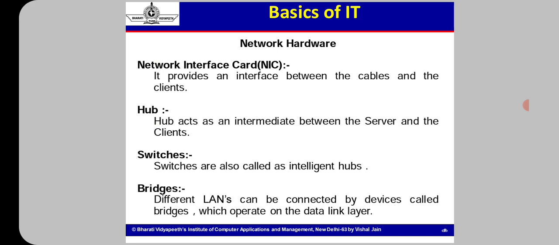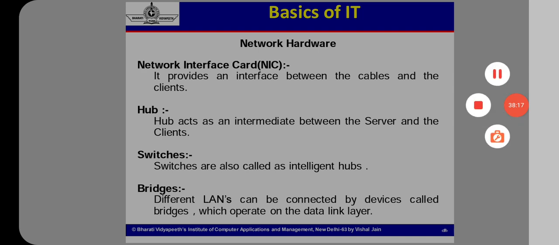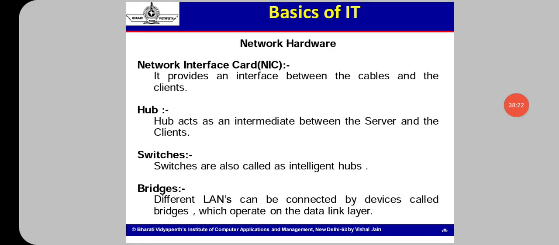And next, another device called a switch. Switches are also used in networks. What is a switch? Switches are also called intelligent hubs, because switches can run very fast. They are also costly equipment compared to hubs, and the network speed in switches is very high compared to hubs. Generally switches are used to run any type of applications or application programs.